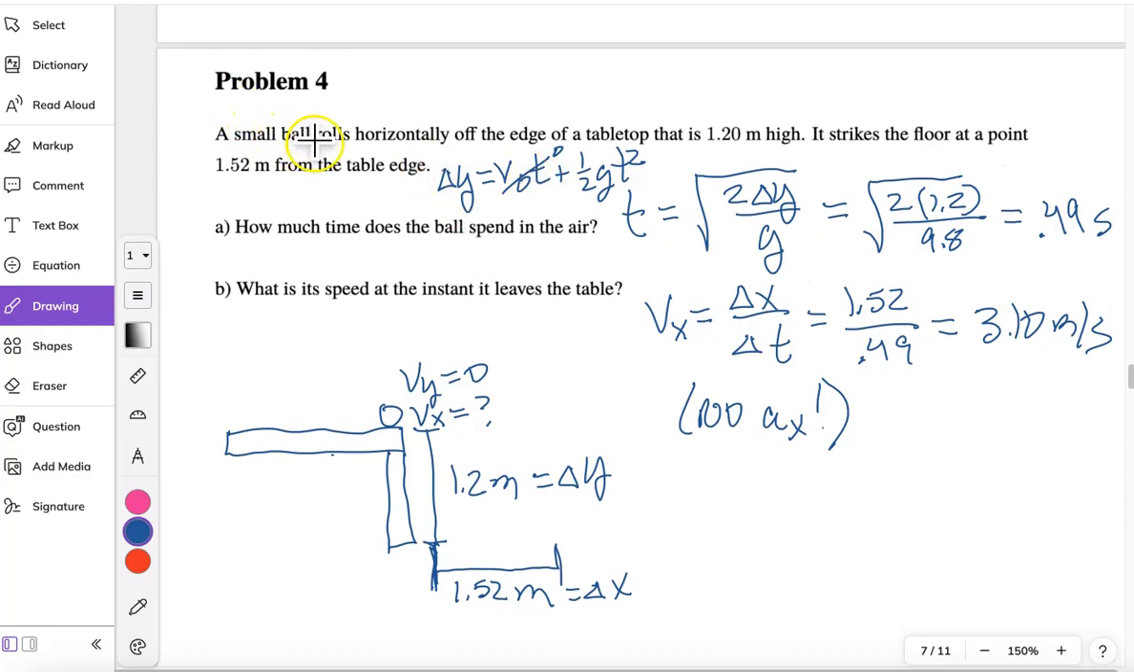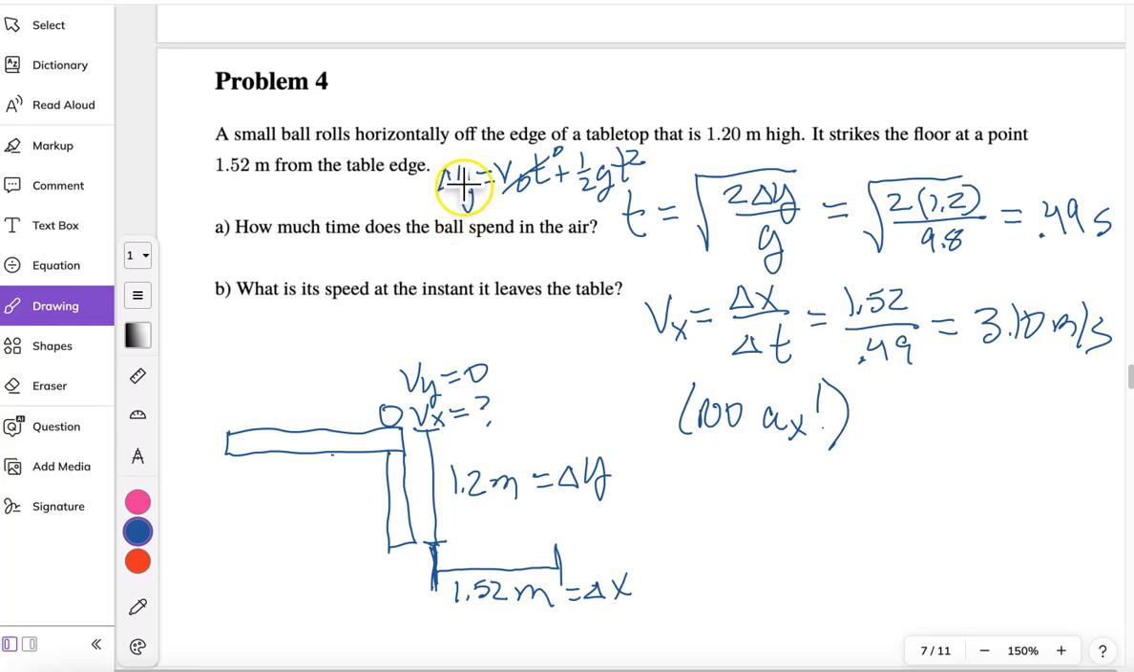For number 4, and this is the last one I got to, so I'll try to do the others in the morning. I have a small ball that rolls horizontally, and it comes off the edge of the tabletop. So this one's a nice, somewhat easy question. And they want to know how much time it spends in the air. So we've already done this one time. So here we're just doing it again.